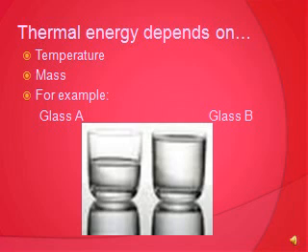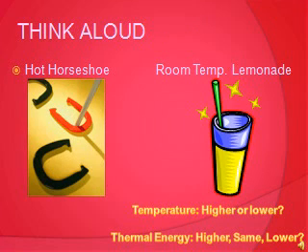Now, let's consider what is thermal energy. Thermal energy is the sum of kinetic and potential energy of all the particles in an object. This is the thermal energy of an object. Now, let's think about this. Infer why increasing the temperature of an object also increases its thermal energy. Thermal energy depends on temperature and mass.